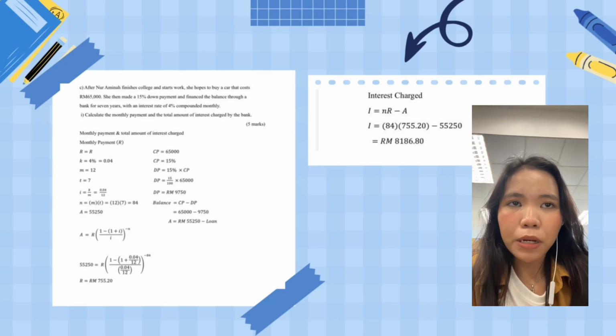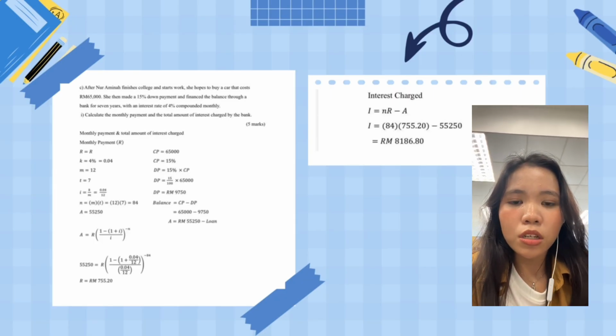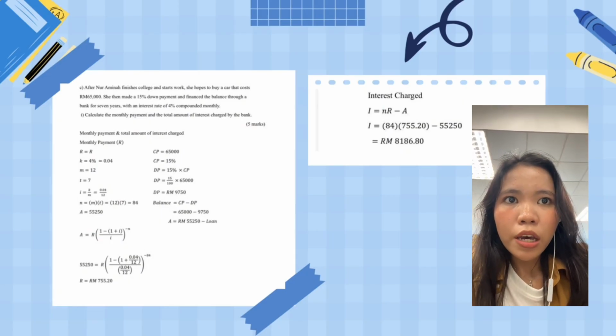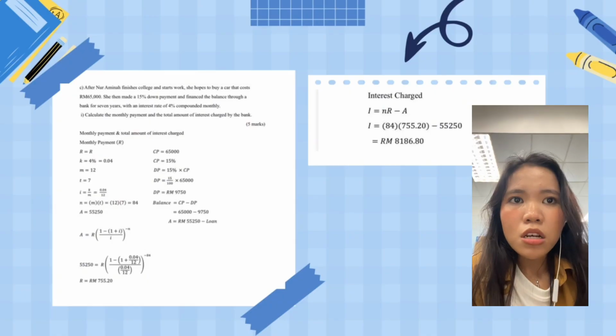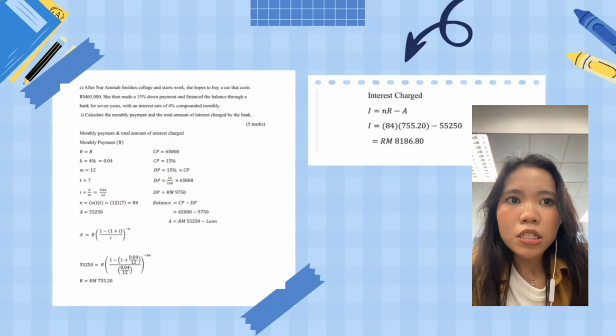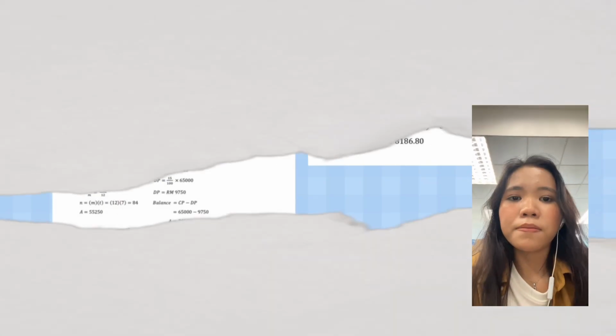Okay, next, for part B, we are required to find the total interest charge. I use the formula I equals NR minus A. So, I substitute the value 84 payments multiplied by 755 ringgit and 20 cents minus 55,250. This means the total interest charge over the whole period is 81,886 ringgit and 80 cents.